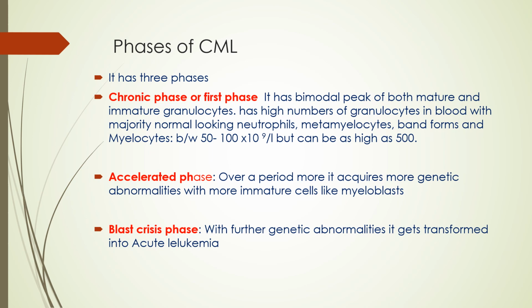The third or last phase is the blast crisis phase, with additional further genetic abnormalities. Now the leukemia becomes very aggressive, and the majority of cells are myeloblasts, and now it has transformed into acute leukemia. These phases are seen if the patient is not treated. If the patient is treated, then the patient may not enter the second or the third phase.